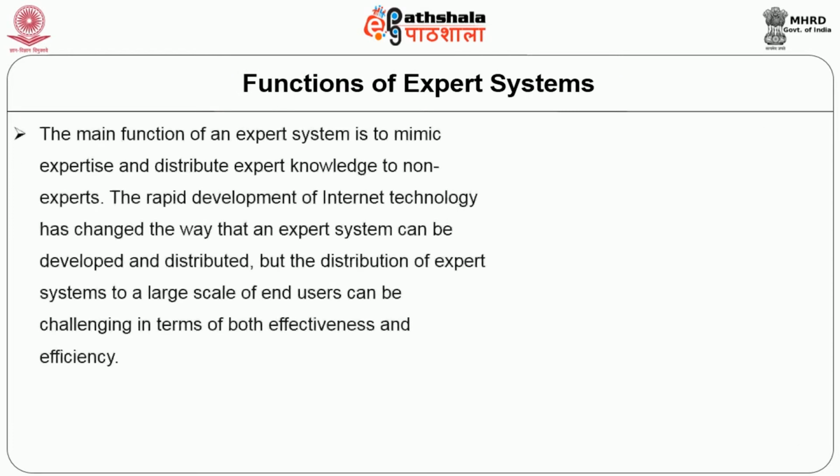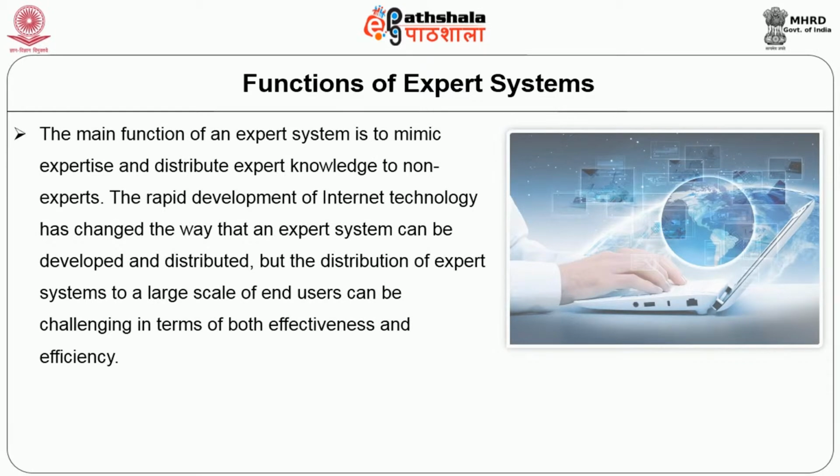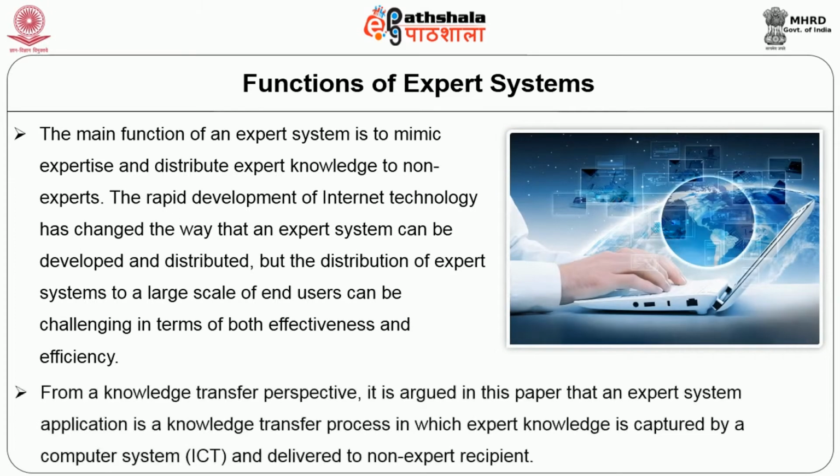Functions of expert systems. The main function of an expert system is to minimize the expertise gap and distribute expert knowledge to non-experts. The rapid development of internet technology has changed the way that an expert system can be developed and distributed. But the distribution of expert systems to a larger scale of end users can be challenging in terms of both effectiveness and efficiency. From a knowledge transfer perspective, it is argued in the paper that an expert system application is a knowledge transfer process in which expert knowledge is captured by the computer system and delivered to non-expert recipients.